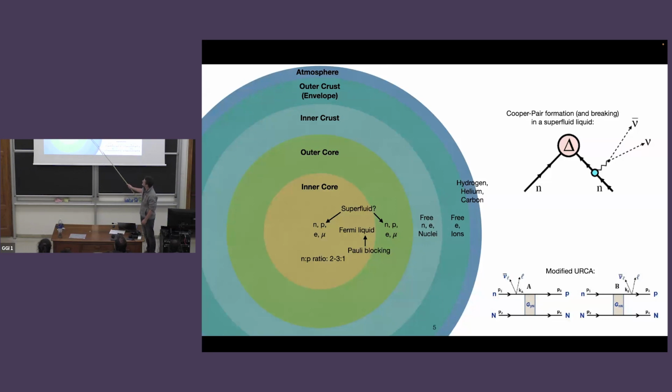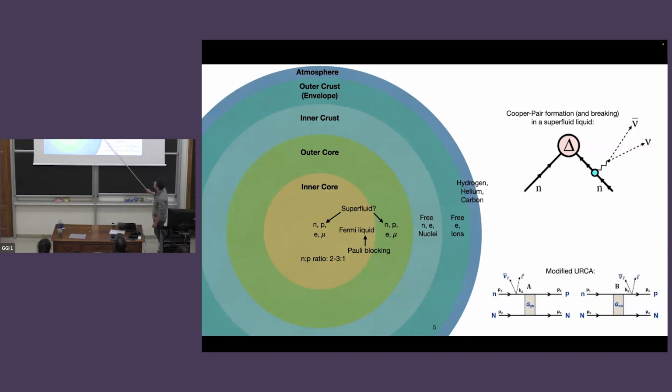The central part, given its such high density, is typically a Fermi liquid, so Pauli blocking applies down there. There's also the theoretical assumption that the central core could be in a superfluid state, which would mean that you can form Cooper pairs of neutrons and of protons in the central core. But whether the core actually is superfluid is something we don't necessarily know. In theory, it could be.